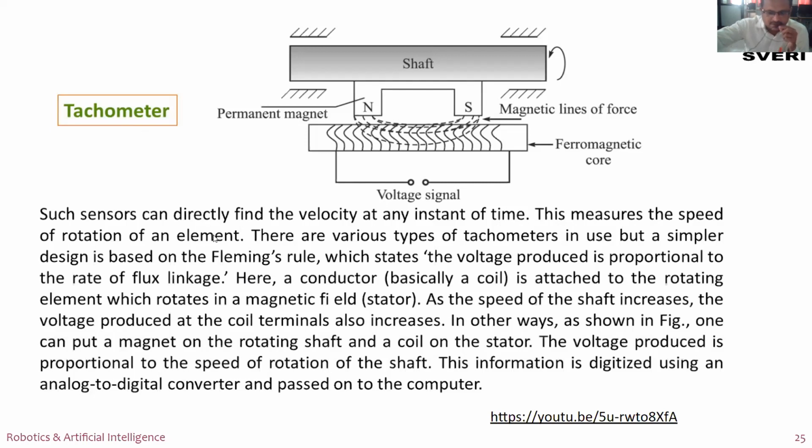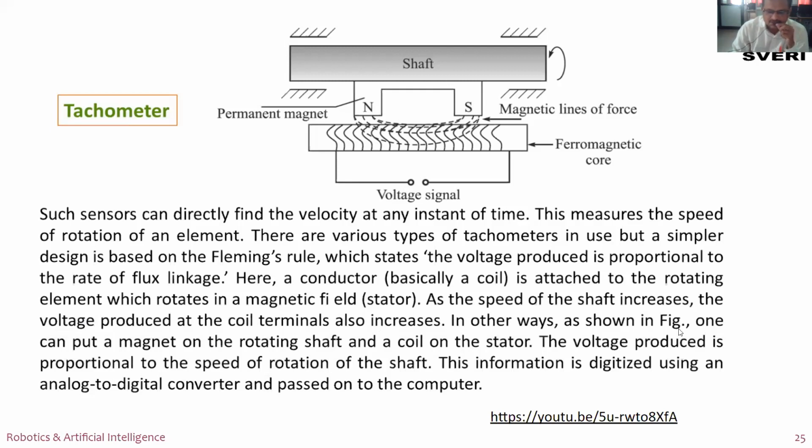There are various types of tachometers in use, but a simpler design is based on Fleming's rule, which states the voltage produced is proportional to the rate of flux linkage. Here, a conductor, basically a coil, is attached to the rotating element, which rotates in a magnetic field, that is the stator. As the speed of the shaft increases, the voltage produced at the coil terminals also increases.